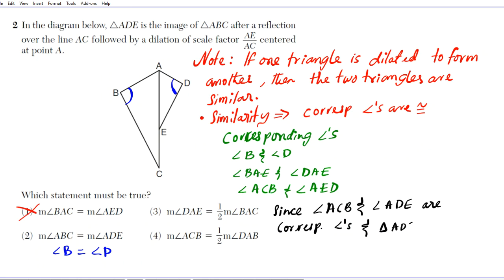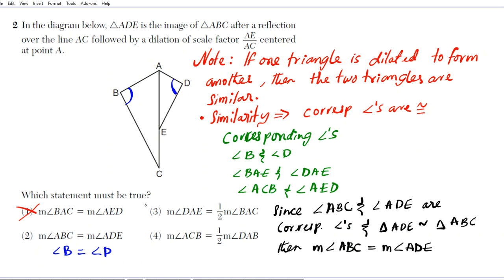triangle ABC is similar to triangle ADE because of the dilation. Then it automatically follows that, oh wait, I switched this around, this is supposed to be ABC, the measure of angle ABC is equal to the measure of angle ADE. When you dilate figures, the angular measures are preserved. The size of the angles does not change. It's just the side lengths that are dilated.